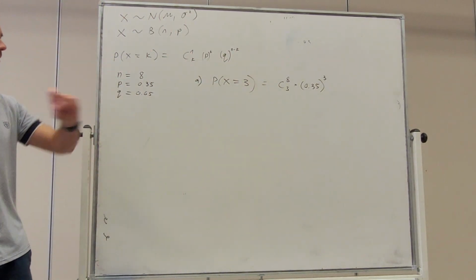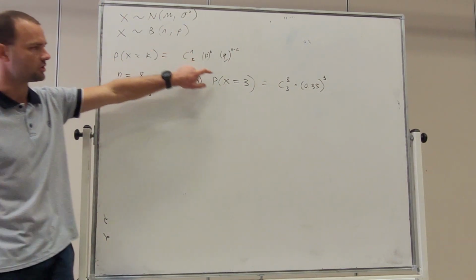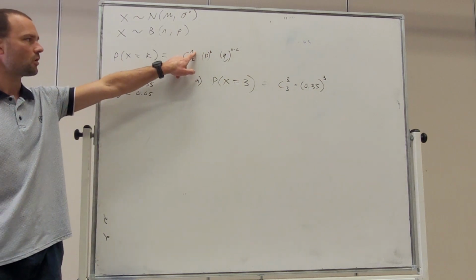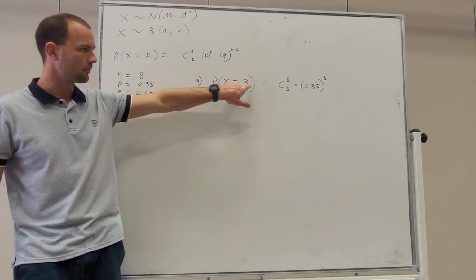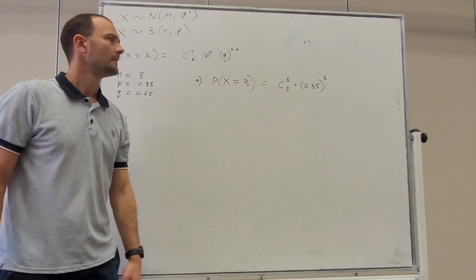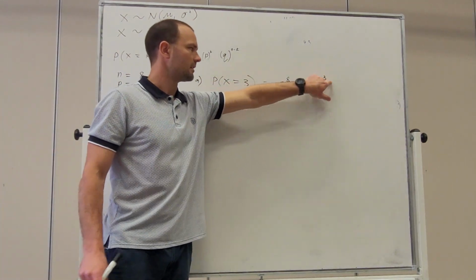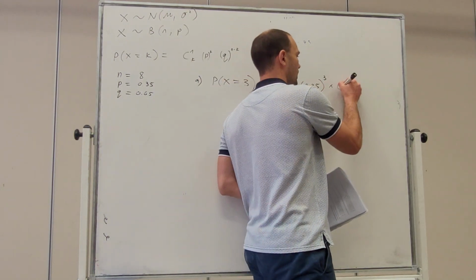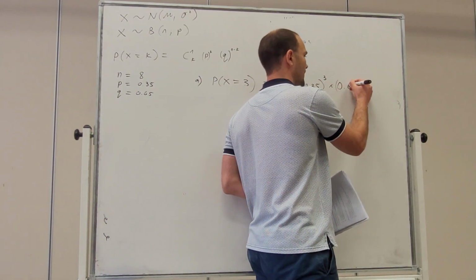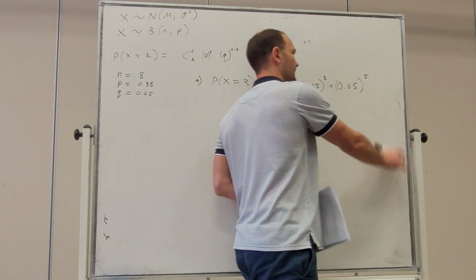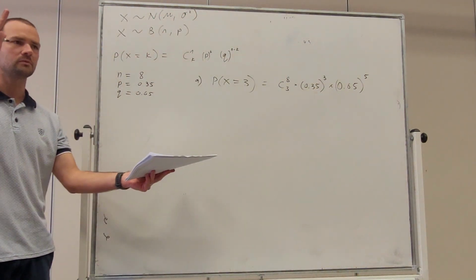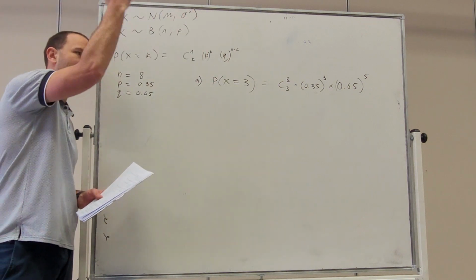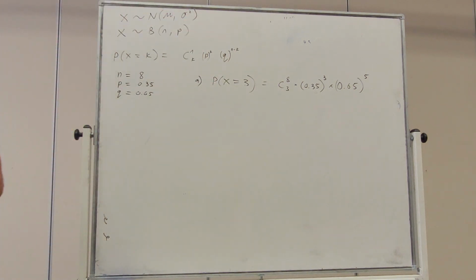We're talking about 3 successes. You can see those relationships here anyway. This is the number of trials. This is the number of successes. We're talking about 3 successes. The probability of success to the number of successes, multiplied by the probability of failure to the number of failures. If we have 3 successes and there's 8 apples, that means there's going to be 5 failures. And so this is what we'll type into our calculator.